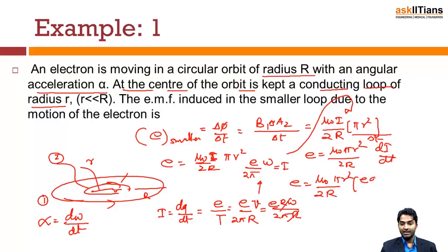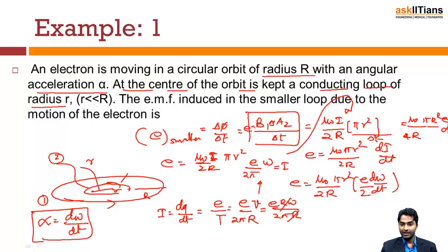So we can say E d omega by dt upon 2. Finally we get the relation as mu naught upon 2r into pi r square, into d omega by dt into E, where d omega by dt is alpha. This is the keyword used in the question. Also the magnetic flux formula, induced EMF, and the magnetic flux formula are involved in this question. So in this way we can solve it.